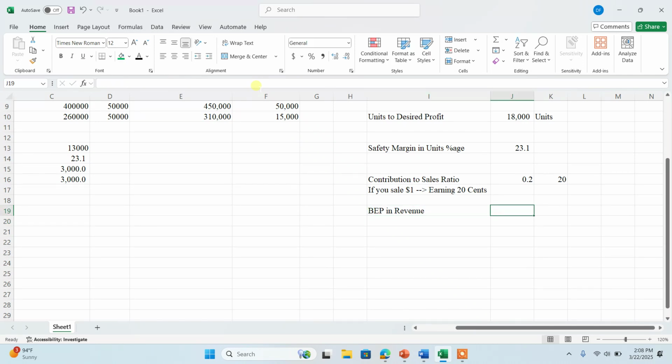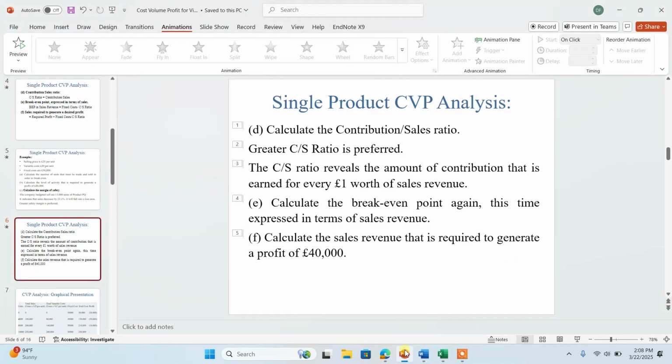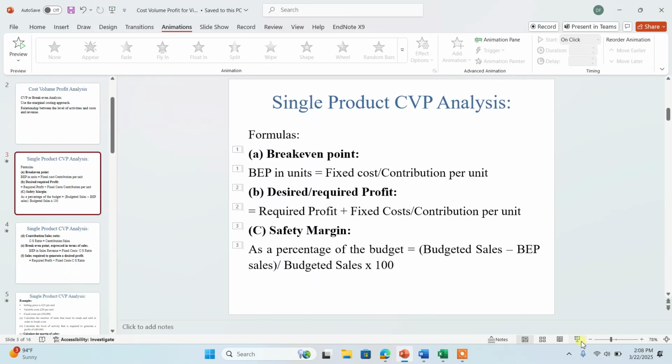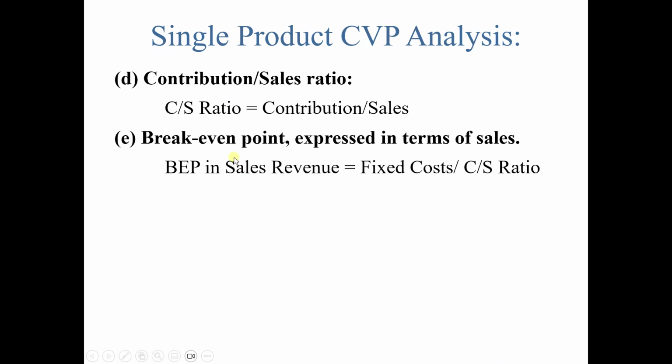For this, my dear, we need the contribution to sale ratio. Let me show you the formula. The formula for break-even point in sales is fixed cost divided by contribution to sale ratio. The contribution to sale ratio is 0.2 in this case, and fixed cost is 50,000. If you divide it, it will give you the value of the sales where we are at the break-even point.